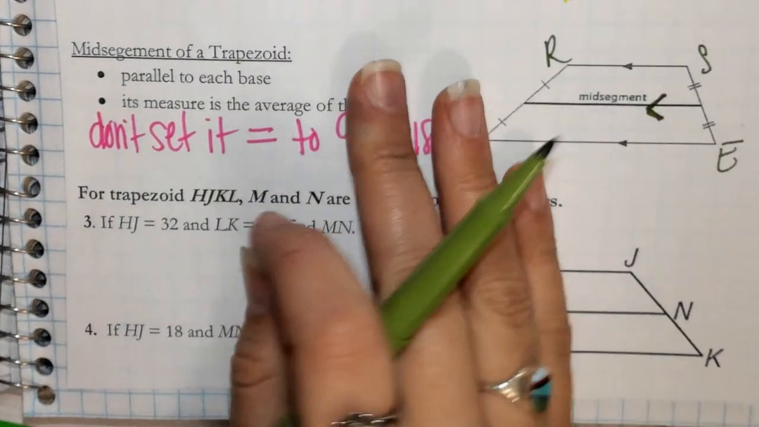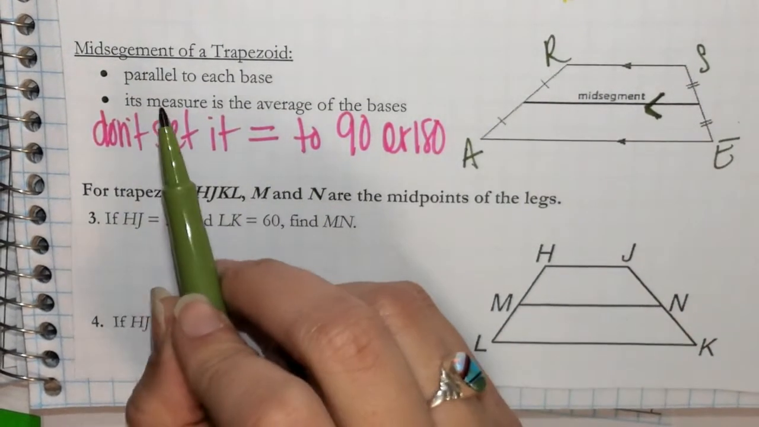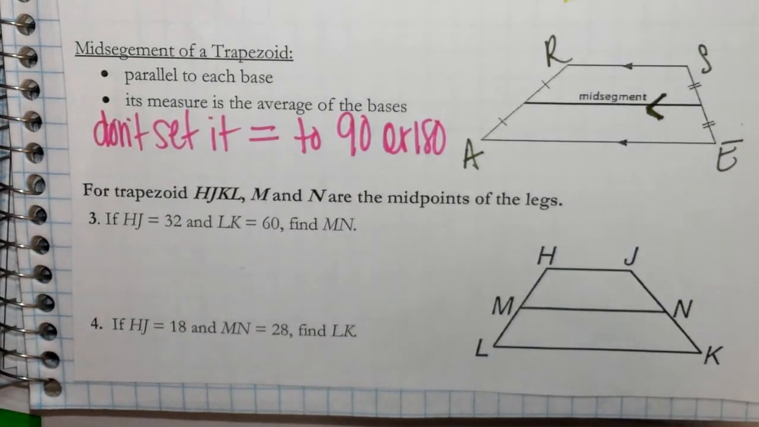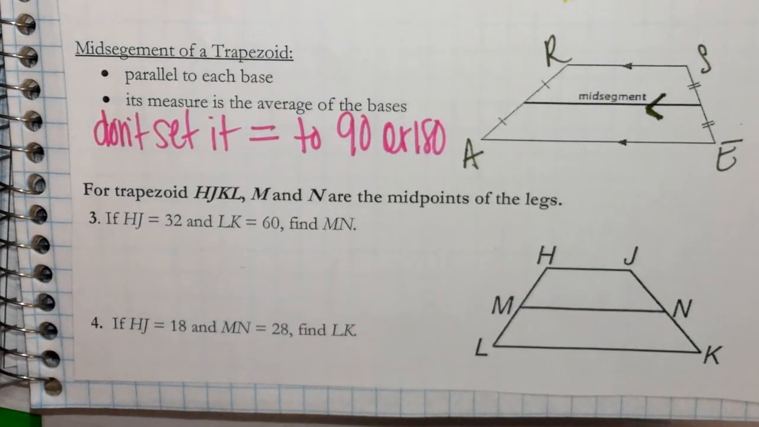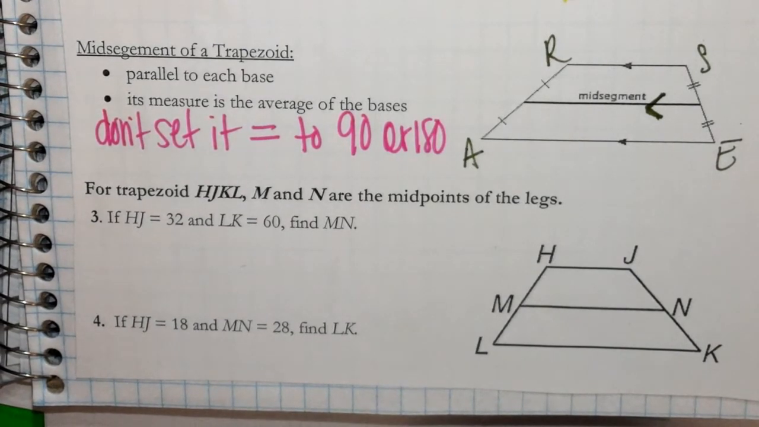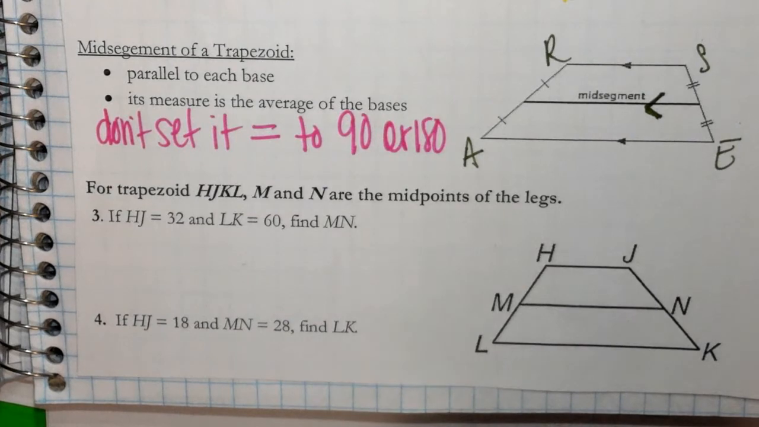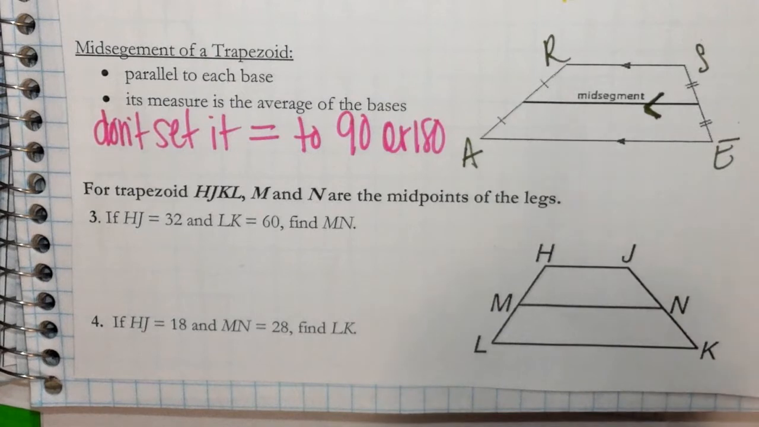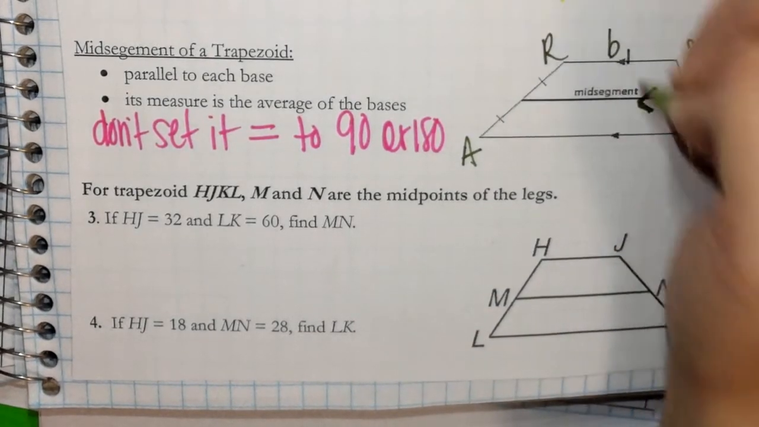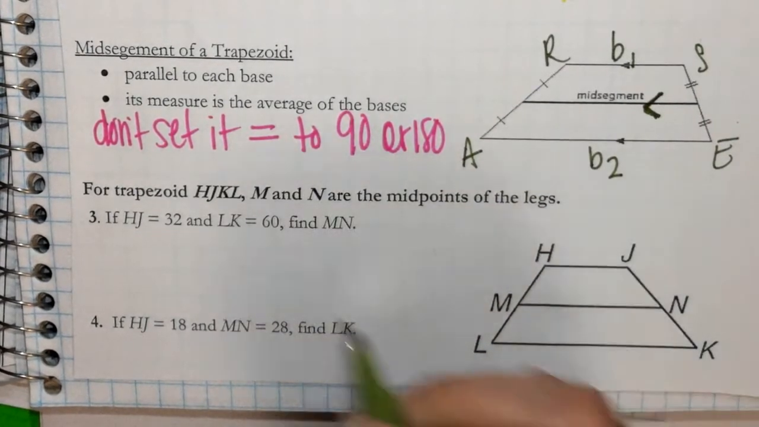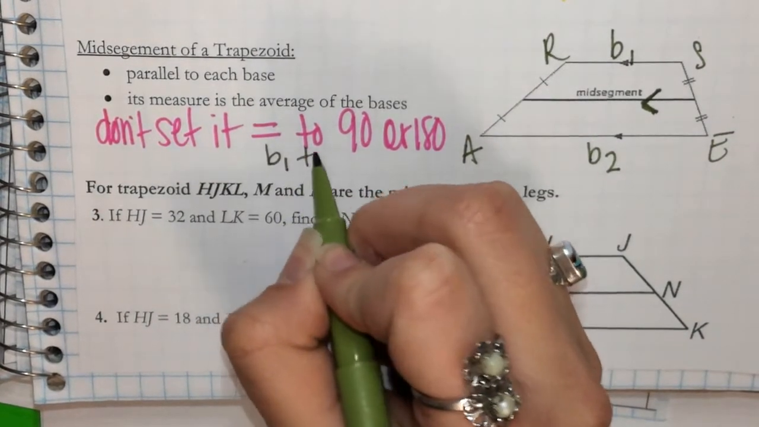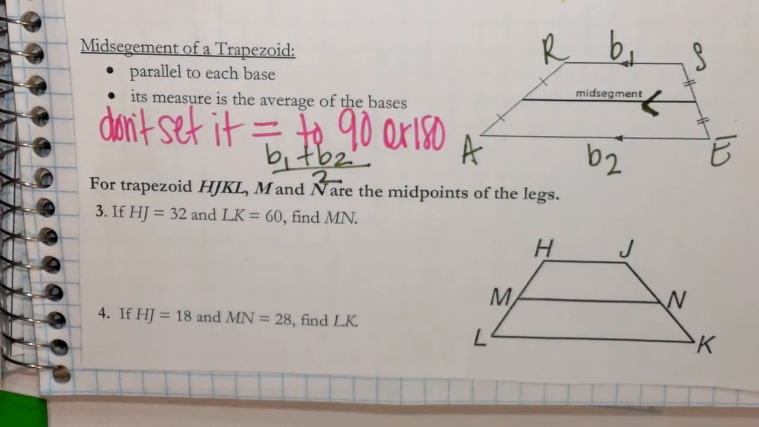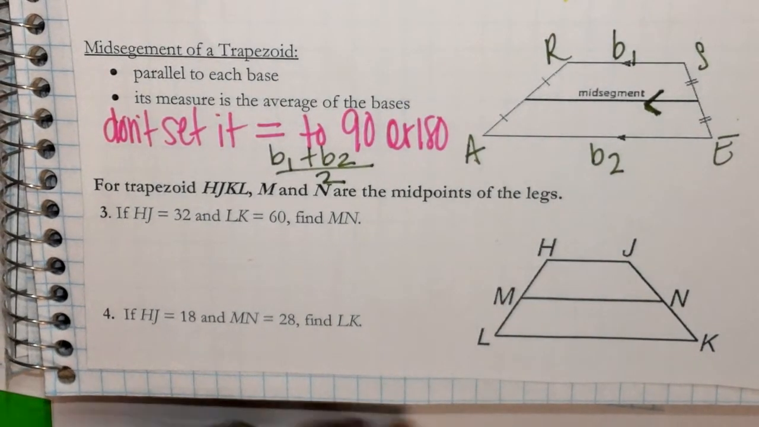All right, let's move on to our mid-segments. Now, this says that the measure is the average of the bases. So what does it mean to average the bases together? What does the word average mean? You add them together and divide by 2. Add it up and divide by how many? Divide by how many you have. How many bases do we have? We have 2 bases. So we would add base 1 to base 2, and then we would divide it by 2. That's a formula. That's all you do for mid-segment.